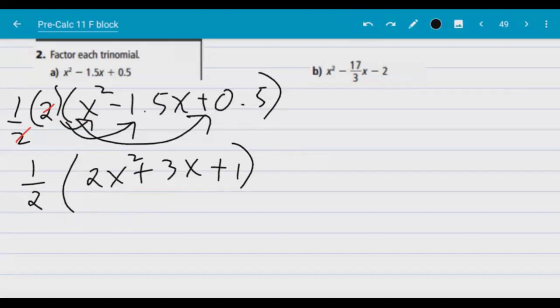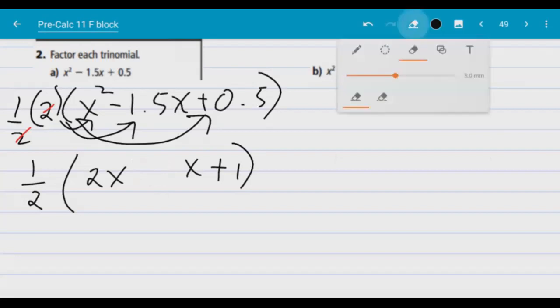What is the next step? We need to factor this. To do that, you can either do systematic trial, and some of you can already figure out that it's going to be 2x plus 1 and x plus 1. Oh, sorry, that's a negative. This one, the middle term, should have been a negative. Good thing that I noticed that.